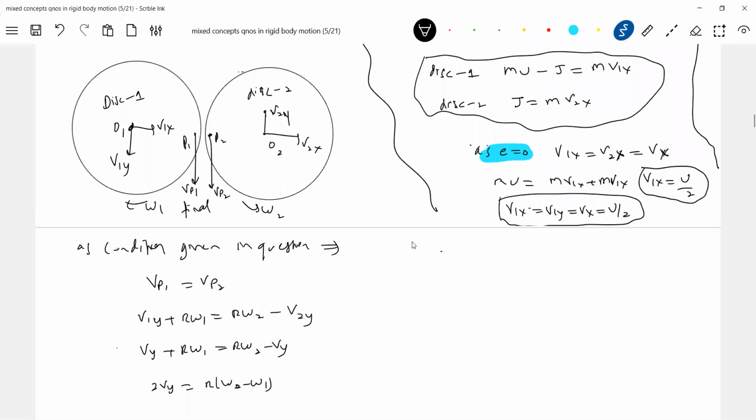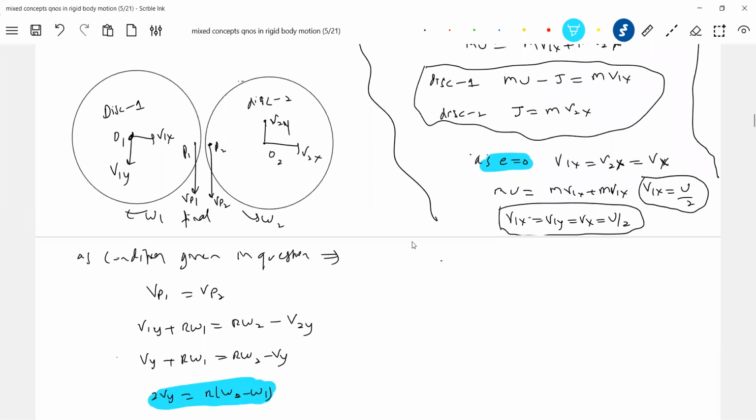There's one more equation that we have. After this, omega 2 and omega 1 are unknown. From where to bring other equations? I'll look at the diagram. Let's look at the final diagram. So let me define one point where they're in contact, in fact just about to lose contact. Shall we define the angular momentum?